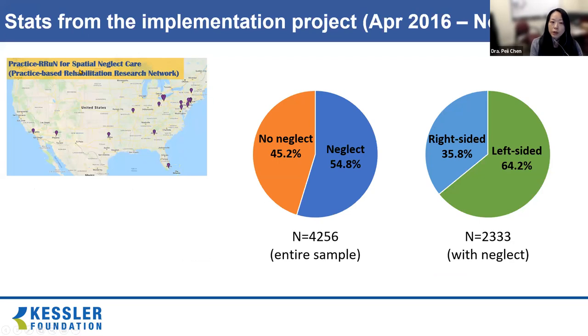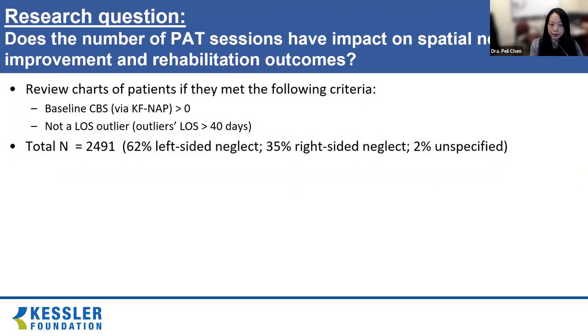While we are teaching all the OTs KF-NAP, the assessment, and KF-PAT, the treatment, we also ask them to submit their data to us so we can analyze it and provide them more recommendations based on the clinical information they provided. So the question is, does the number of PAT sessions have an impact on spatial neglect improvement and rehabilitation outcomes? Through that big data set, we looked at patients whose CBS via KF-NAP is greater than zero, meaning they have spatial neglect, and we excluded outlier patients who stayed in the hospital for whatever reason much longer than average patients.